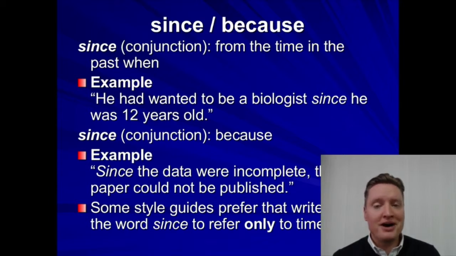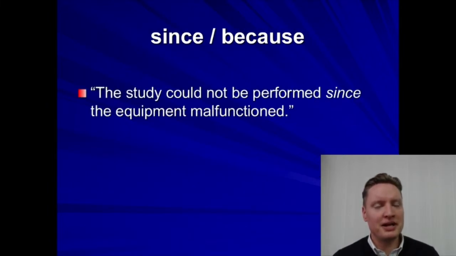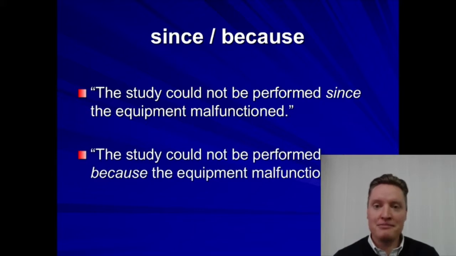So, for example, you can see the problem in my sentence. He had wanted to be a biologist since he was 6 years old. You don't know if it's because he's 6 years old or since the time when he was 6 years old. So if you mean time, since is okay, but if you mean because he's 6 years old, better to just use the word because. Let me give you another example. The study could not be performed since the equipment malfunctioned. Now, you don't know if it's because the equipment malfunctioned or since the time when the equipment malfunctioned. Thus, it's not a good use of the word since. If you mean since, time, say since, but if you mean cause, say because.